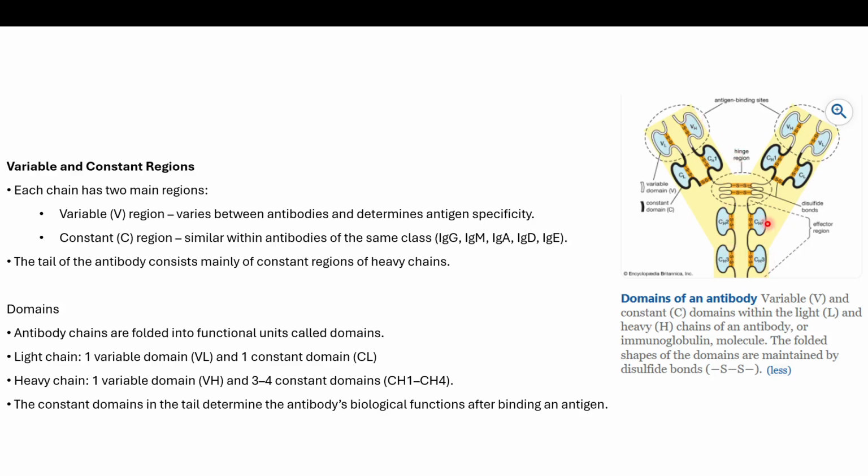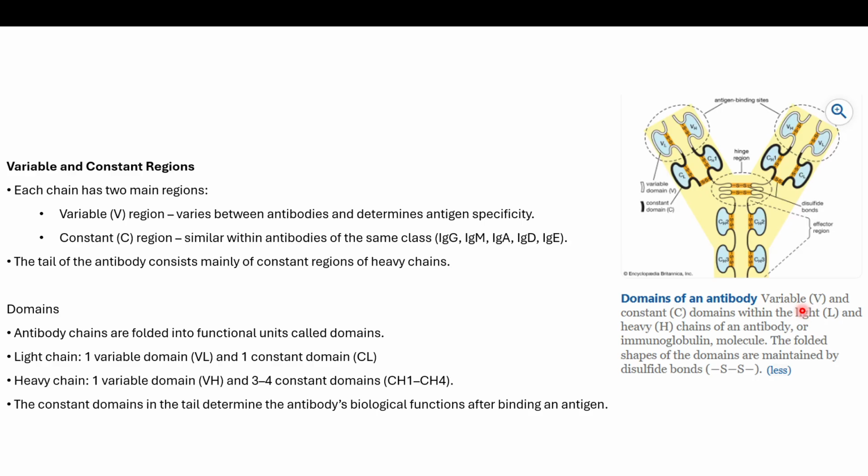Now, if we talk about the heavy chain, the bigger one here, this one, the heavy chain has again one variable domain VH, and there can be 3 to 4 constant domains, CH1 to CH4. You can check this. It doesn't have CH4 in this diagram. It has CH1 to CH3. And the constant domains in the tail determine the antibody's biological functions after binding an antigen.